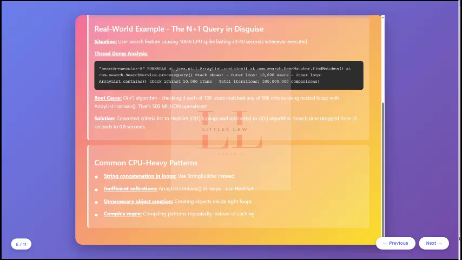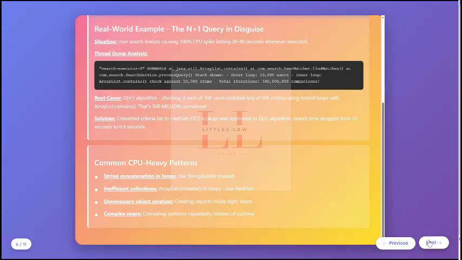Some of the common CPU-heavy patterns I always look for: string concatenation in loops, where I use StringBuilder instead; ArrayList.contains in loops, where I use HashSet instead; creating unnecessary objects inside tight loops; and compiling regular expression patterns repeatedly instead of caching them. These are the CPU-heavy patterns which I normally look for.